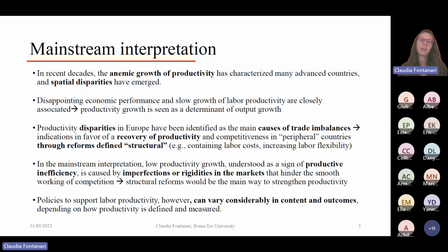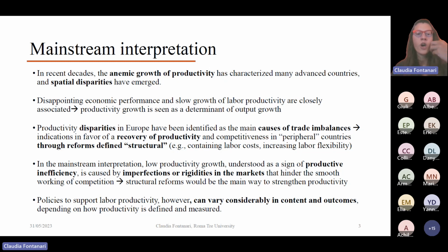And this gap has given the rationale for the implementation of the well-known structural reforms that aim to recover productivity and competitiveness, basically by containing labor costs, increasing labor flexibility, and more generally, increasing the competition in the markets.